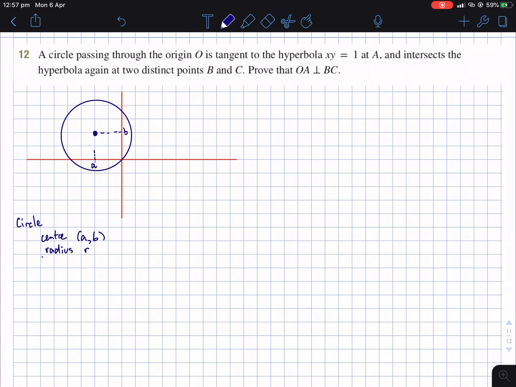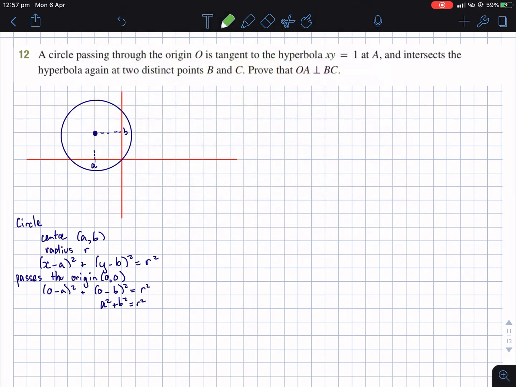Then it has the equation (x take a) squared plus (y take b) squared equals R squared. I know it passes through the origin, which is (0, 0). So I can say (0 take a) squared plus (0 take b) squared equals R squared. So I know a squared plus b squared equals R squared. That's as far as I can go with that circle right now.